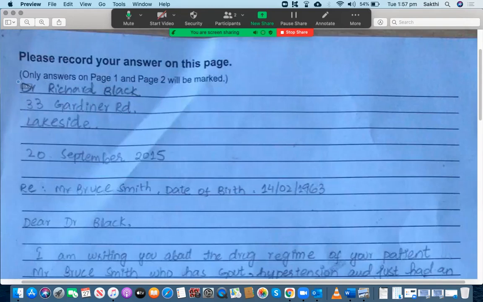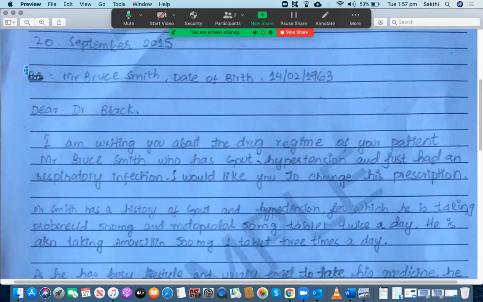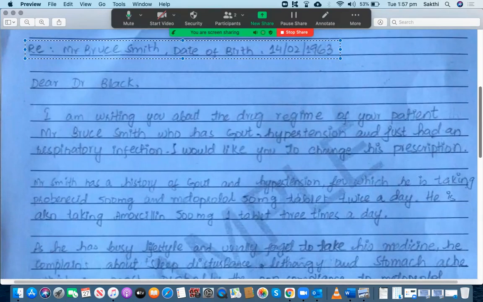So you have written down the addressee's details on the top. You have written Dr. Richard Black, 33 Gardiner Road, Lakeside. And then you have written the date, 20 September 2015. I'm happy with that. And then the reference details, Mr. Bruce Smith, date of birth, and then you have written the date. That's good. I'm happy with that.